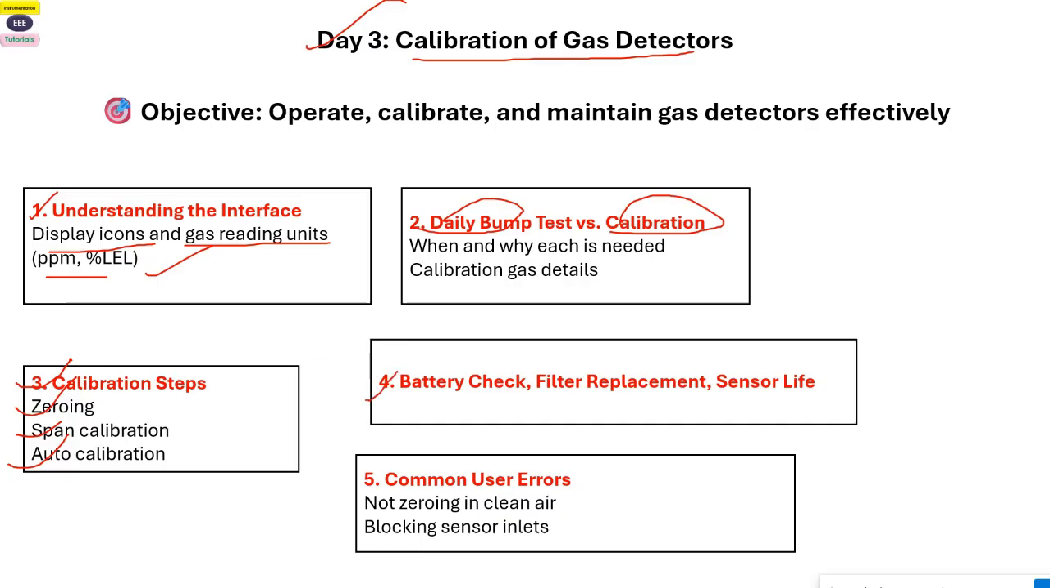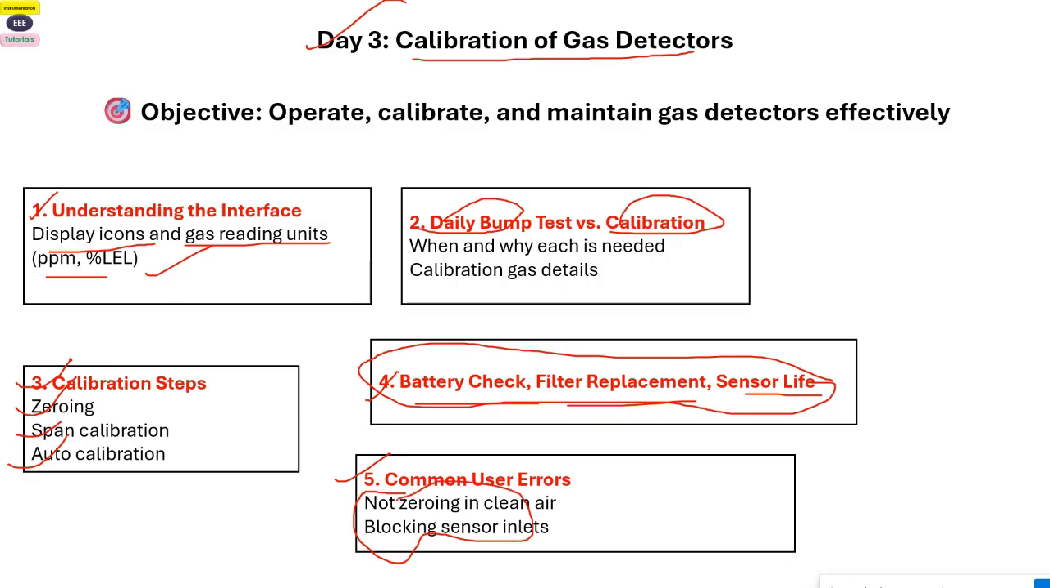Now the fourth topic: battery checks, filter replacement, sensor life. These are some things which we generally do in the maintenance of the gas detector. Now the fifth one is that we will also cover some common errors which generally come when we install any detector in the field. So these are the 5 points we will cover on day 3.